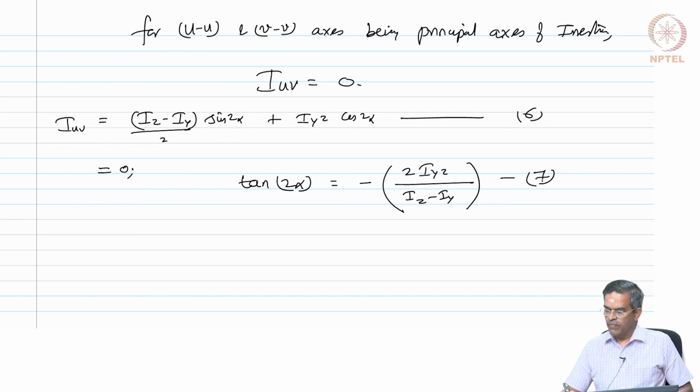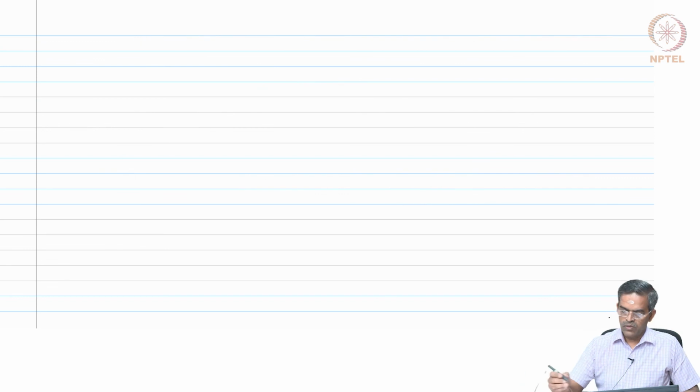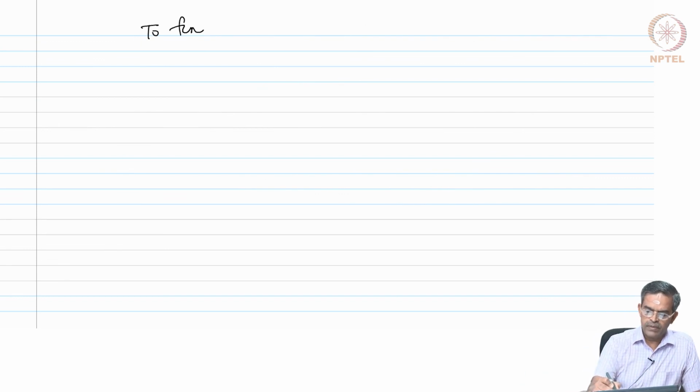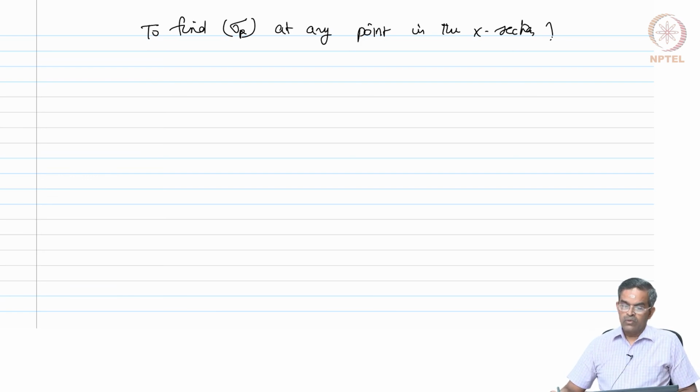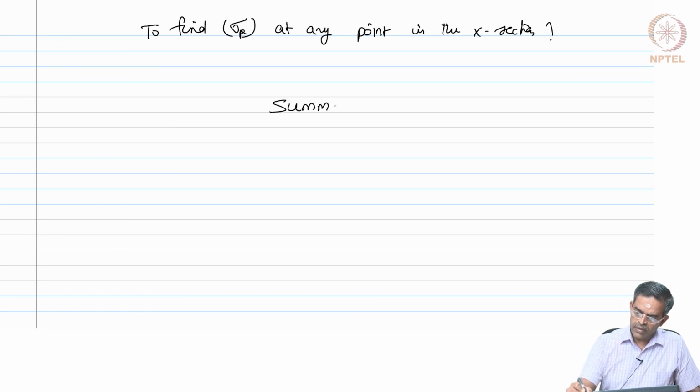So, friends, we are now interested to find out stress at any point in a given cross section. Our objective is to find stress at any point in the cross section. That is the objective, is it not? So, we will look into this in detail in the next lecture. Let us now write the summary of what we learned in this lecture.